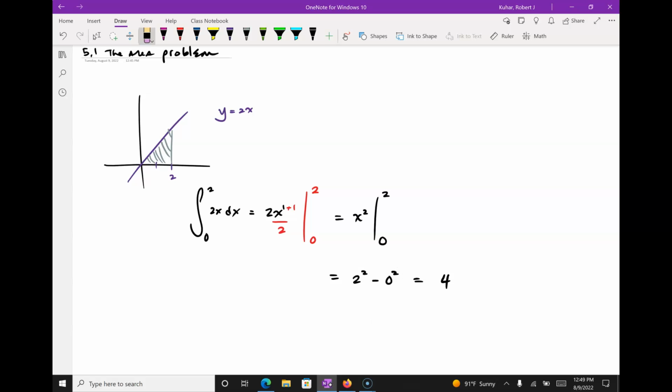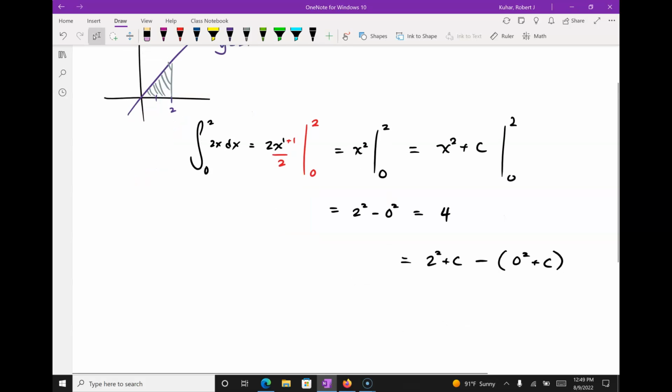There is a plus c. That's a great question. So I can really think of this as x squared plus c, right? But when I evaluate it at 2, I get 2 squared plus c. And then I evaluate at 0, I get 0 squared plus c. And then what happens to the c's? Yeah. Yep.